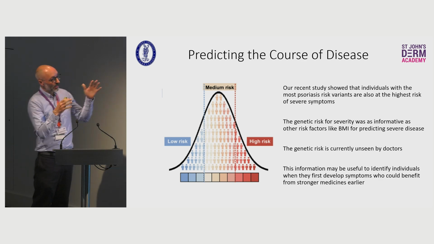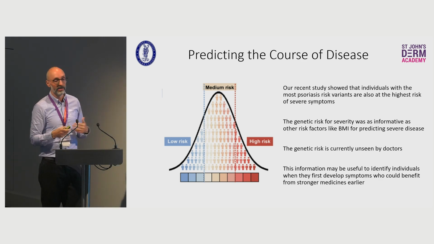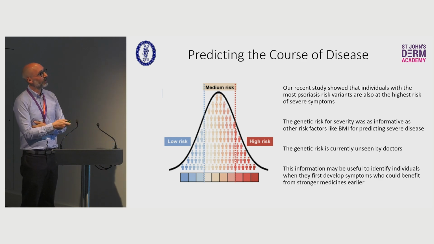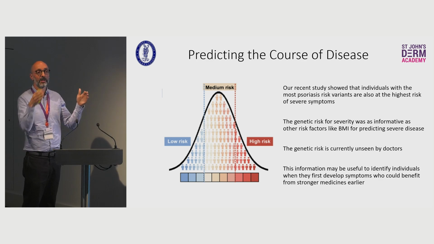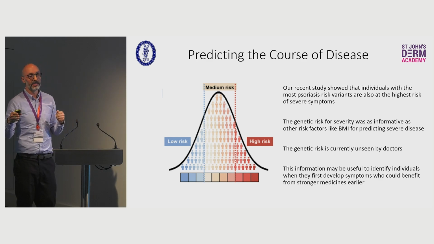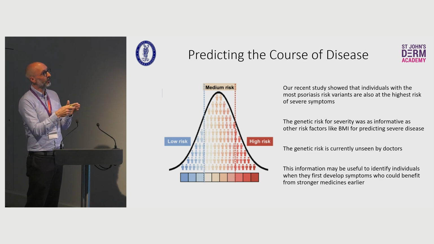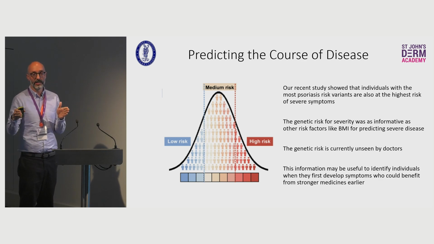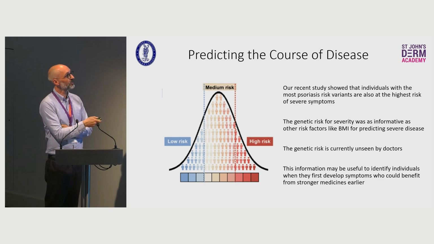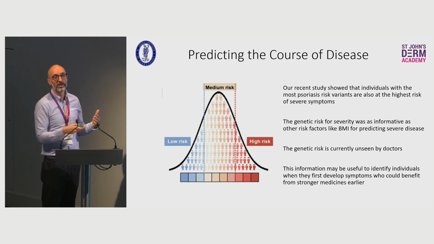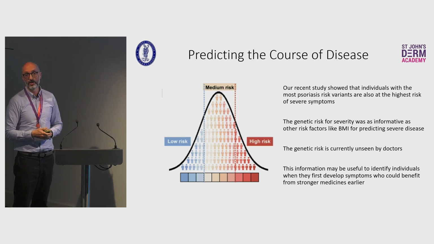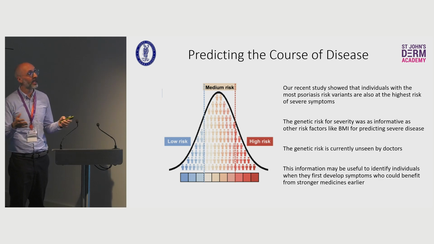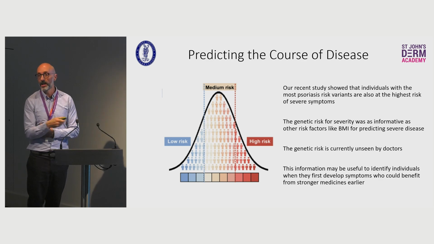And then the second example I gave was about predicting the course of disease. This is our recent study, again in psoriasis, where we showed that genetic variants that mean you're more likely to get psoriasis in the population also make you more likely to get severe disease if you do get psoriasis. And this genetic risk is as informative as other risk factors that we know about, for example, BMI. But this genetic risk is currently unseen by doctors.